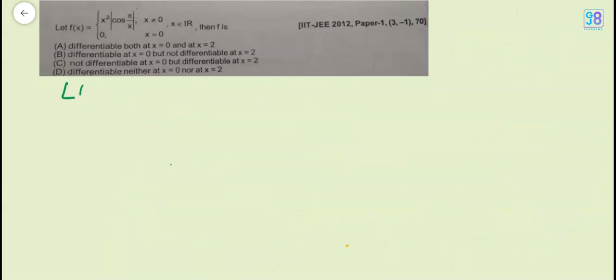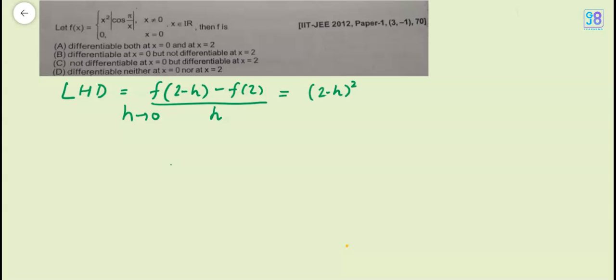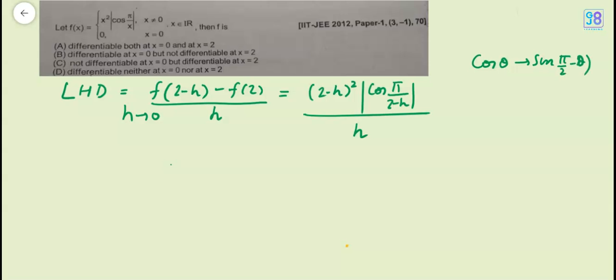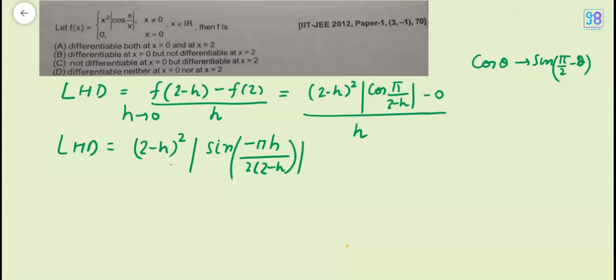Now write the left hand derivative expression. So we'll write the left hand derivative as f(2 minus h) minus f(2) over h, with h tending to 0. Once again we'll do a similar thing that we did in the previous case. So (2 minus h) whole squared mod cos(pi over 2 minus h) over h. Once again we'll replace cos theta by sine(pi/2 minus theta). So the left hand derivative equals (2 minus h) whole squared times mod of sine of minus pi h over 2 times (2 minus h), divided by h.